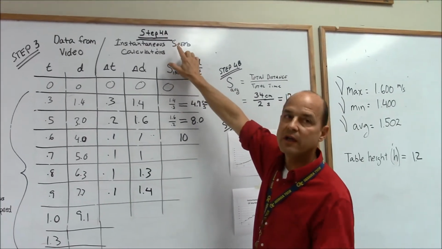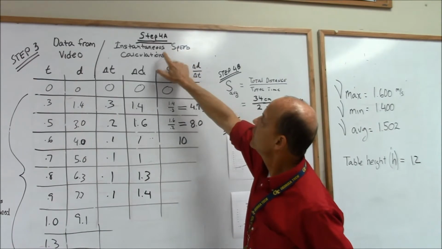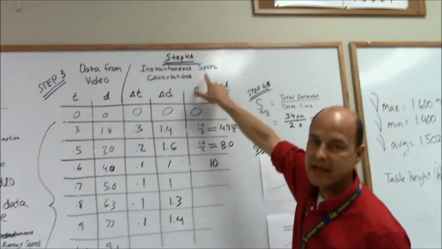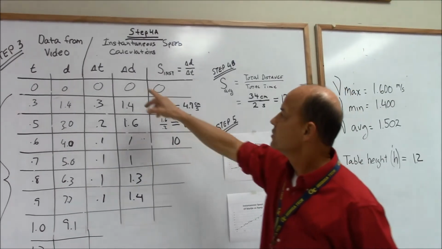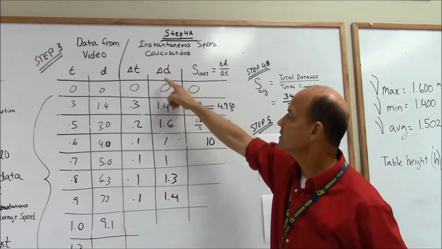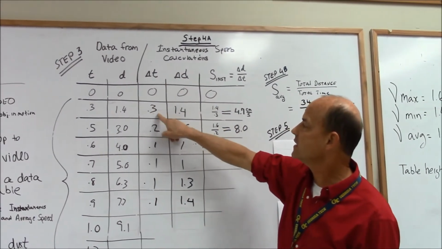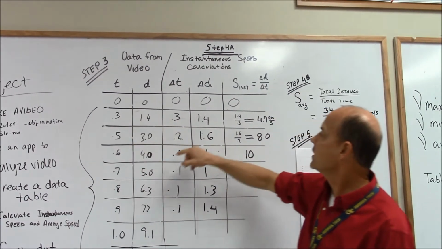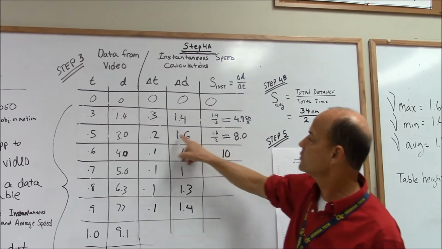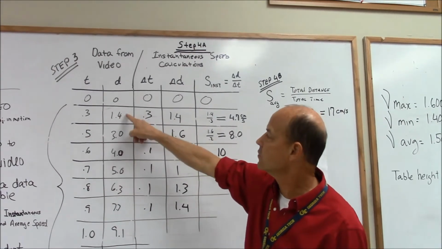Then the step after that, step 4, I've broken it down into 2 parts. Step 4 is to calculate your instantaneous speed. And that's what we did in class. I was helping you do that in class. So you need to find your delta t and your delta d. Remember, to find your delta t, that's the difference between the time and the time it was before. To find your delta d, that's the difference between the distance and the distance it was before.